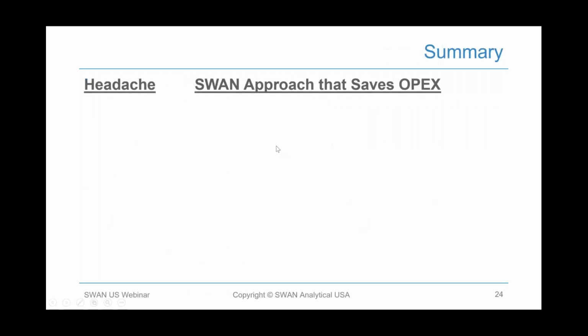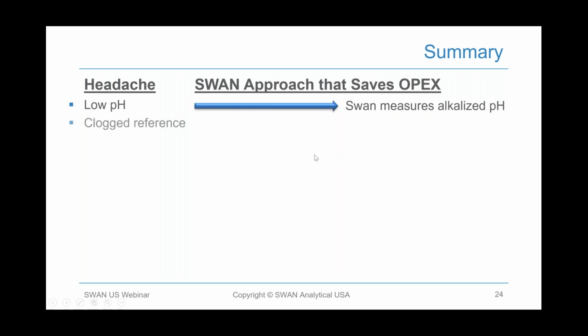So in summary, some of the issues or headaches that you may experience with a sodium analyzer, as well as the Swan approach to resolve that issue, saving you operating expense, are things such as low pH. We measure the sample after addition of the reagent so that you will be assured that the proper pH is achieved in the monitoring system. Clogged reference electrode. We use the ground glass sleeve as opposed to a porous junction, which allows you to easily unclog the reference electrode.